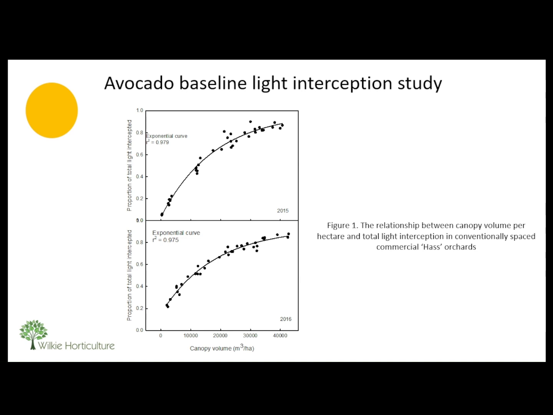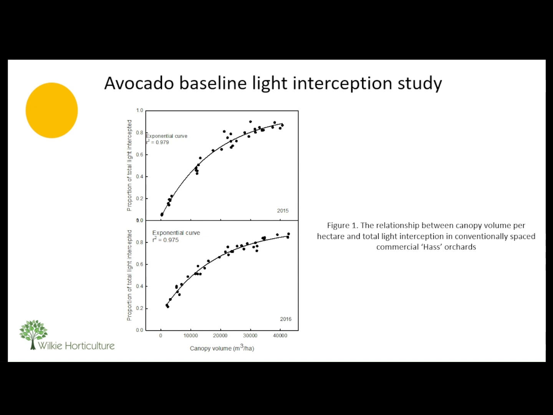Our curve begins to flatten to the point where when we go from 30,000 cubic metres of canopy volume to 40,000 cubic metres of canopy volume, we're only increasing our total light interception by maybe 5%. When we go from 0 to 10,000, we increase about 30% total light interception.